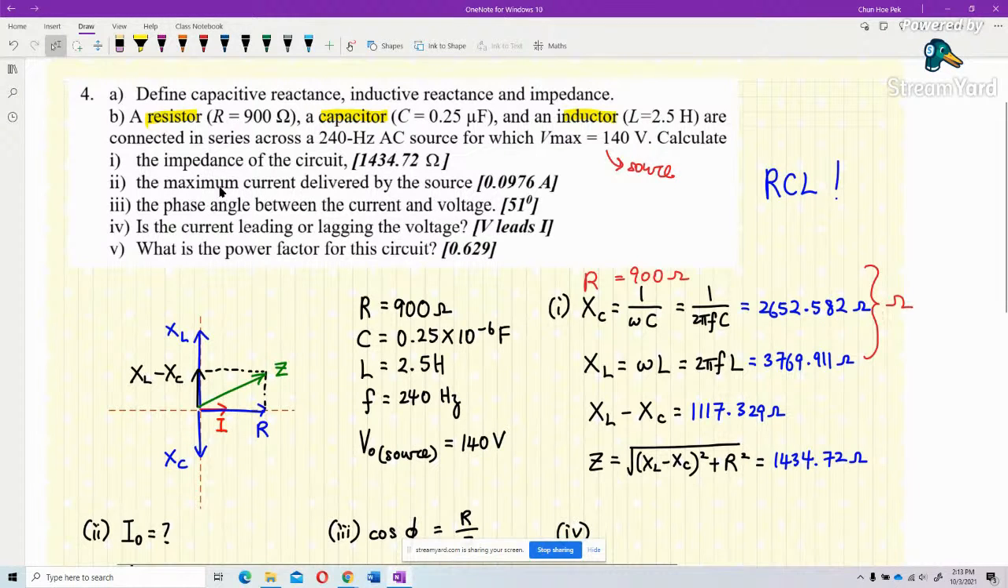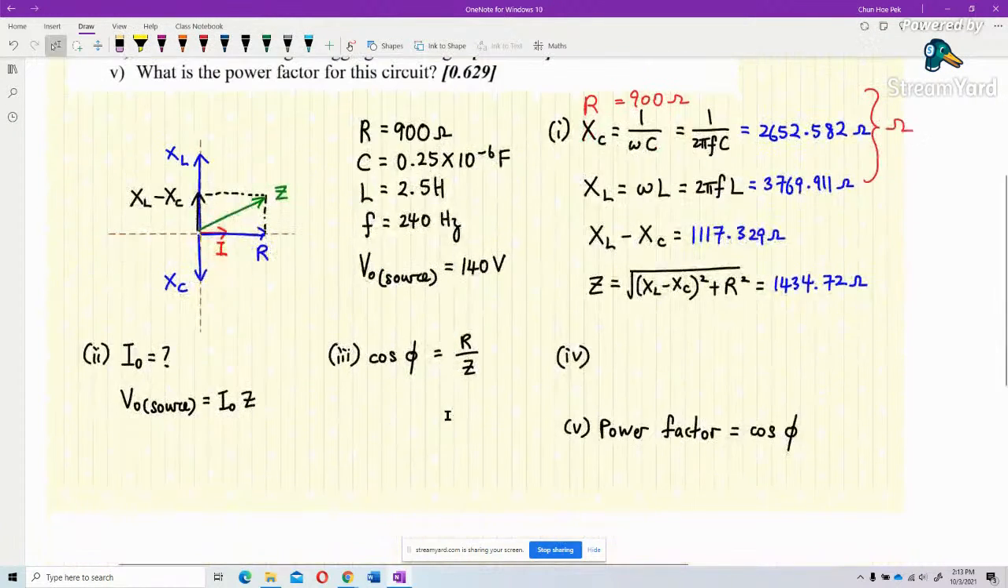Now we want to find the maximum current, which we consider as I naught. Very easy. Just use V naught source equals I naught Z. We already have the Z, isn't it? Because the source refers to the whole impedance Z. So just put in the values there, and then you are on your way to get your answer.